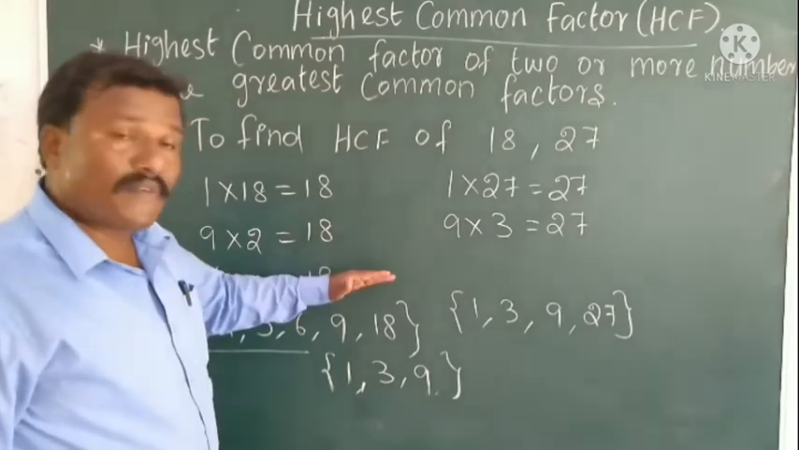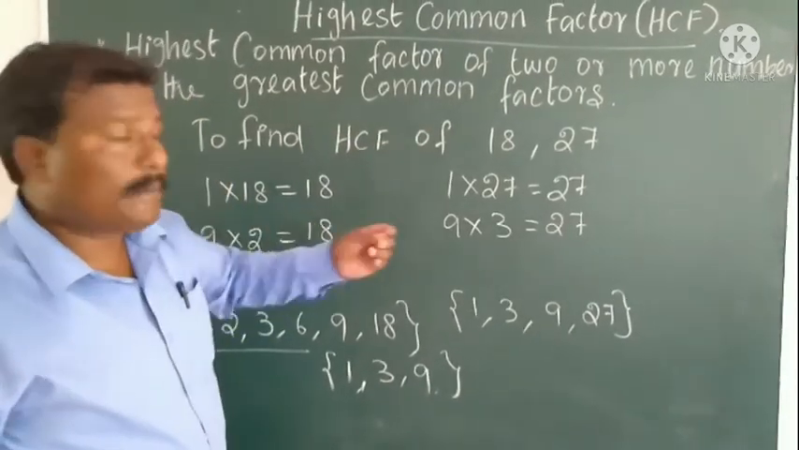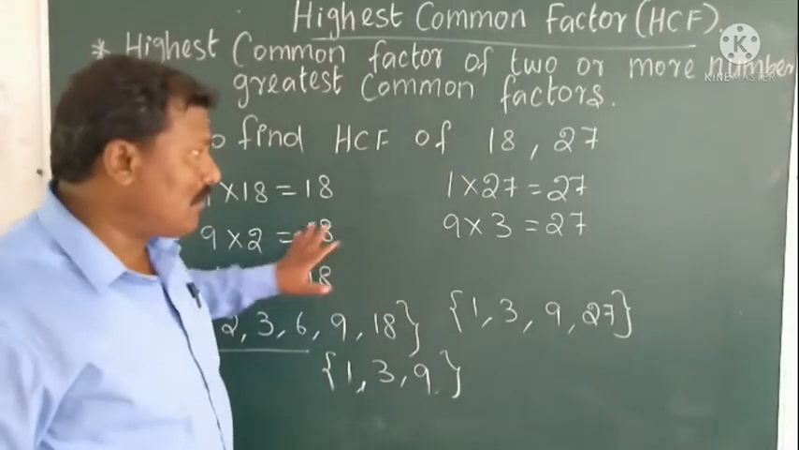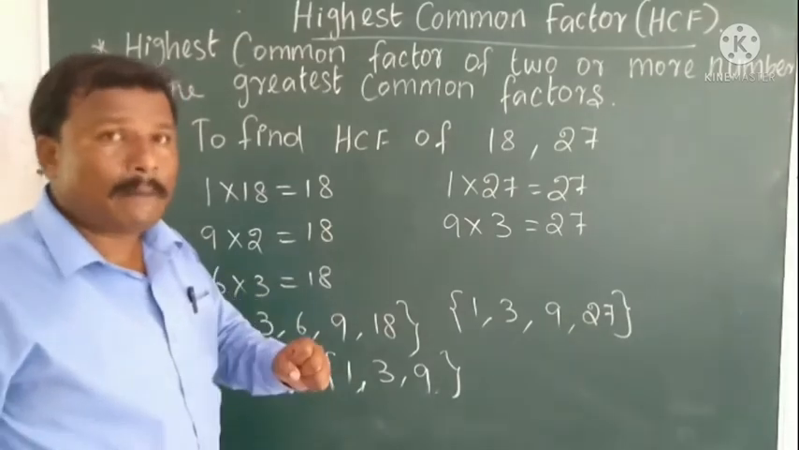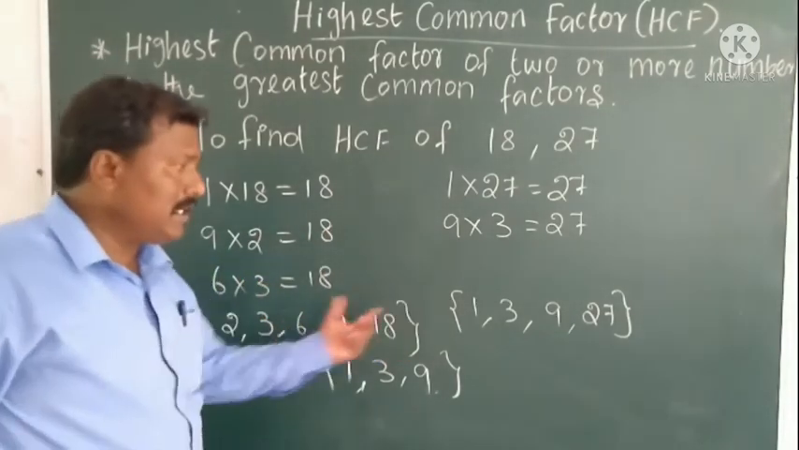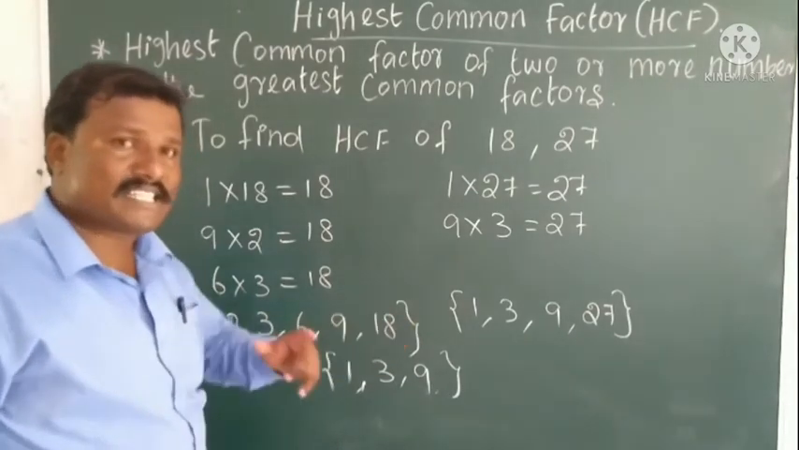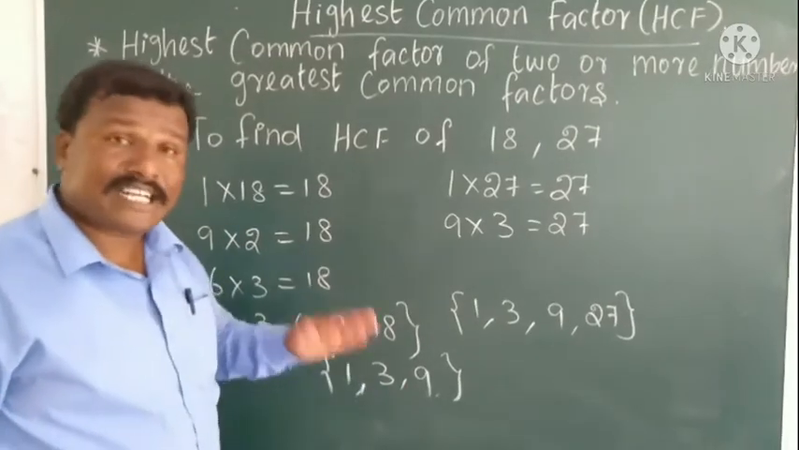First we find all the factors of the given numbers. What are the given numbers? 18 and 27. I found all the factors. Then second step, we have to pull out the common factors, the factors present in both places. So I pulled out 1, 3, 9. Now the second step is over.